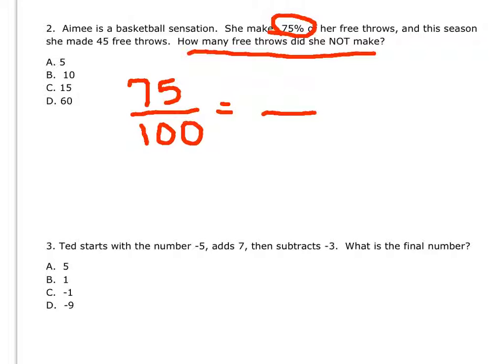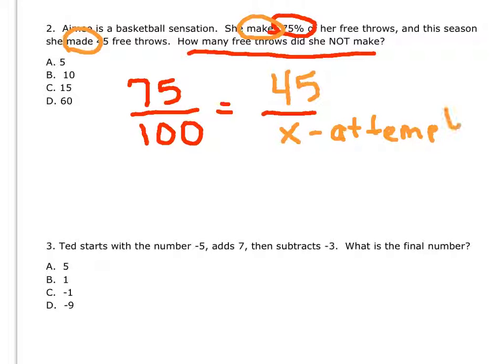So when I come back to my problem, I look at the word clues they give me. Amy makes 75% of her free throws, and she made 45 free throws. So the top number of our fractions both involve how successful she was. How many did she make? The bottom number represents the number of attempts that she had. So I'm going to make this X, and I'm going to label this attempts, and I'll explain why when we come back to it. But just remember right now, X equals her number of attempts.